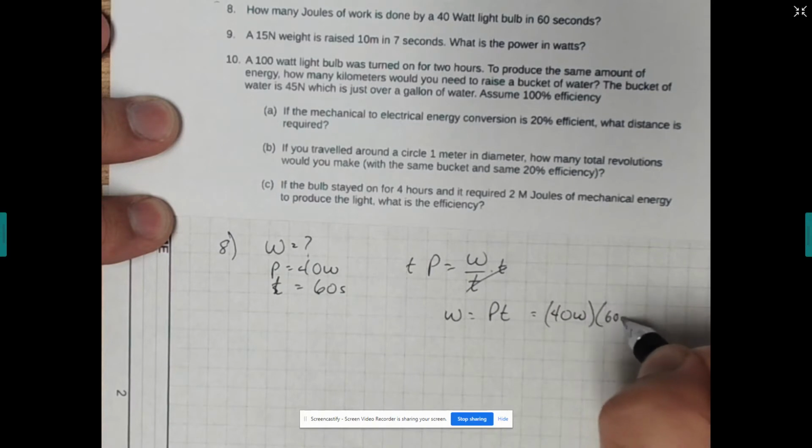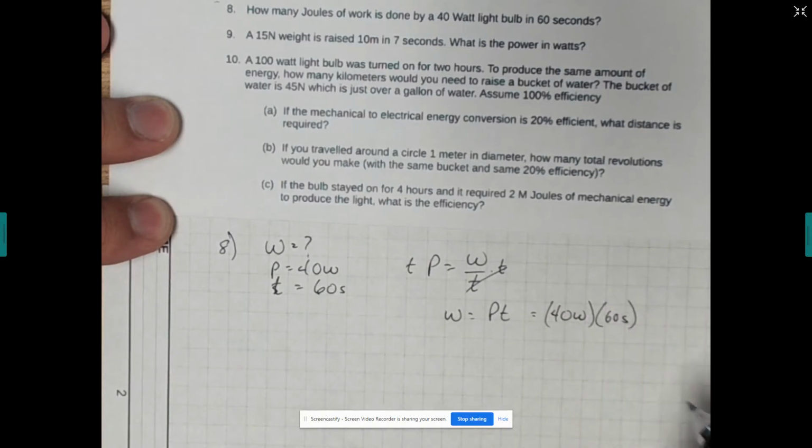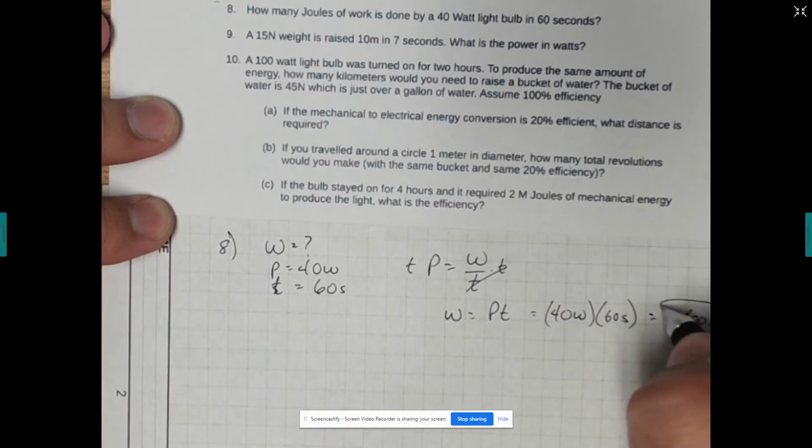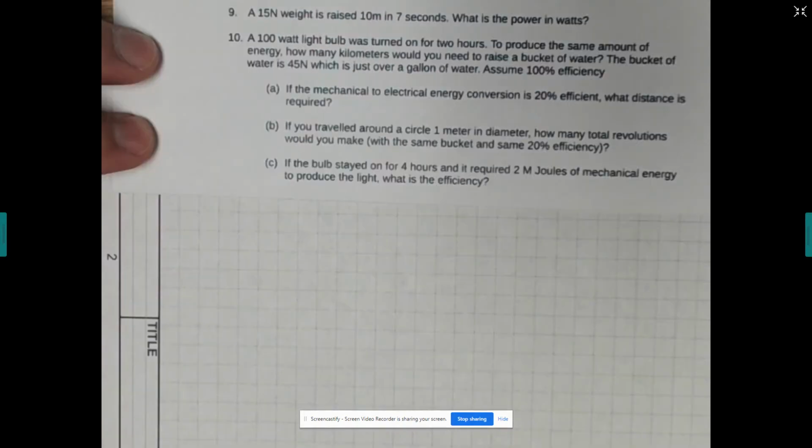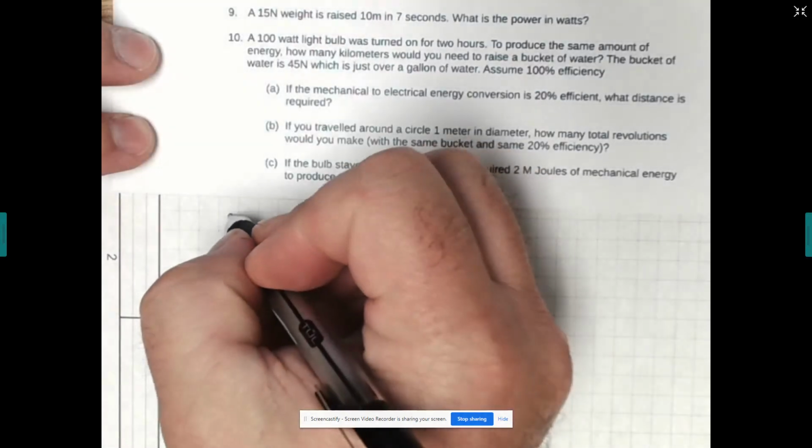Time is 60 seconds. 40 times 60 should be 2,400. Yeah, so we end up with 2,400 joules. And that's all there is to 8. Okay, let's look at number 9.